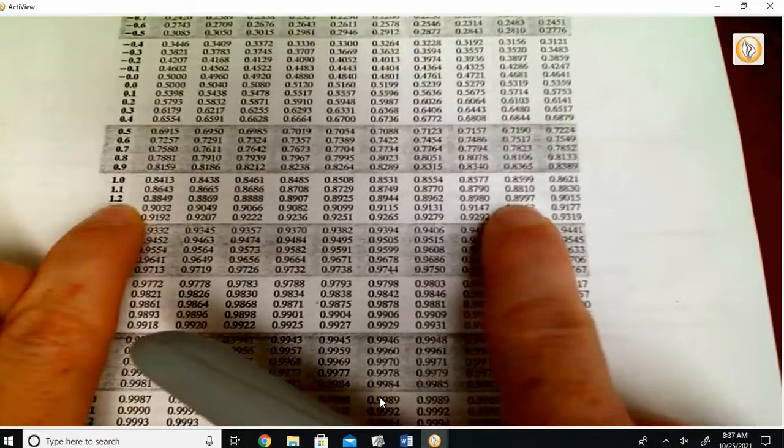So, let's see, I've got 0.8997, and then it jumps to 0.9015. So 0.8997 is as close as I can get. So that is at 1.28.